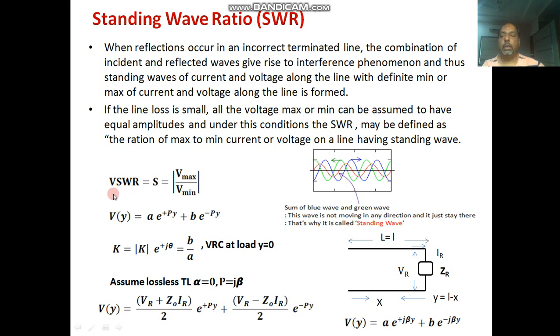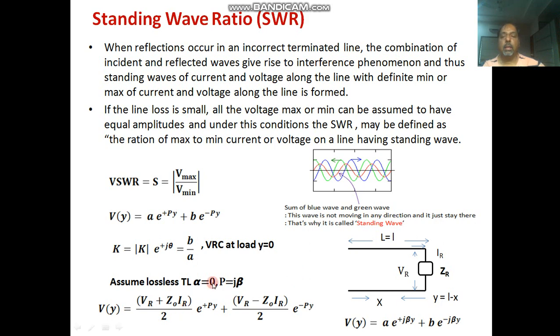Now we are going to see its derivation, what its value will be in a transmission line. We know that the voltage at a distance of y from load end is equal to a e to the power plus py plus b e to the power minus py, where a is (Vr plus Z0 IR) upon 2, and b is (Vr minus Z0 IR) upon 2. So this is the voltage at a distance of y from load end, not from source end.